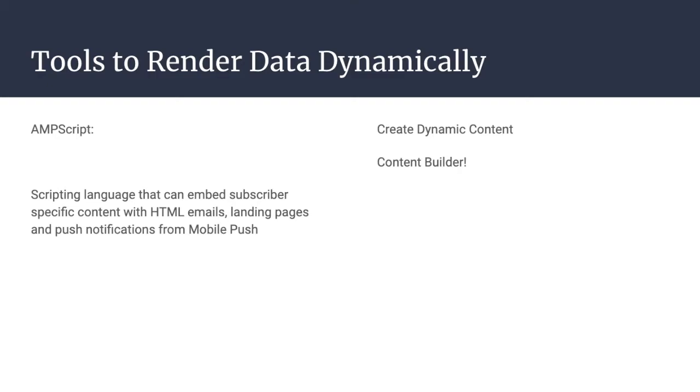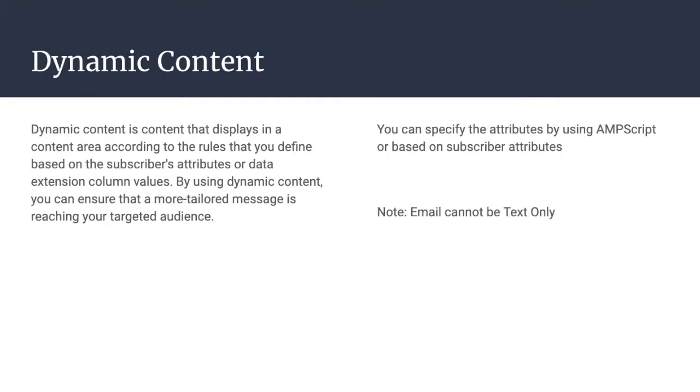Let's first clarify what dynamic content is. Dynamic content is content that displays in a content area according to the rules that you defined based on the subscriber's attributes or data extension column values. And by using dynamic content, you can ensure that you have a more tailored message reaching your targeted audience. Once again, going back to one of those elements of good email design, using dynamic content is simply almost crucial and essential.